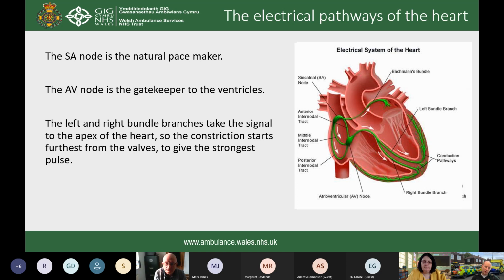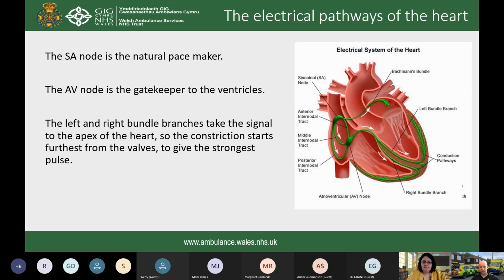But we can't have the whole heart pumping together, because we need to pump the top one to go down to the bottom. So it will start with the SA node, which is our normal pacemaker. It will constrict the two top chambers, the left and right atrium. Then it will go to the AV node, where the electrical activity will be held for a millisecond, just to allow the top chambers to empty into the ventricles.